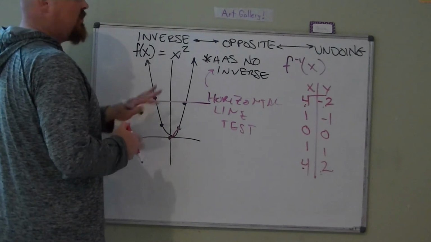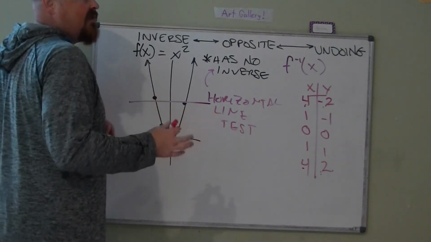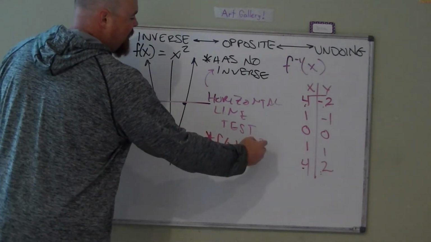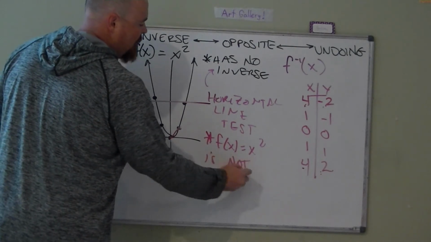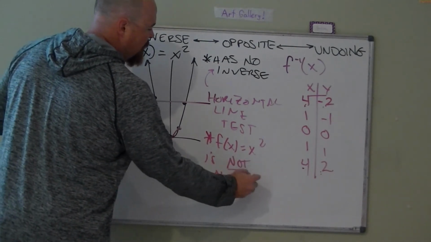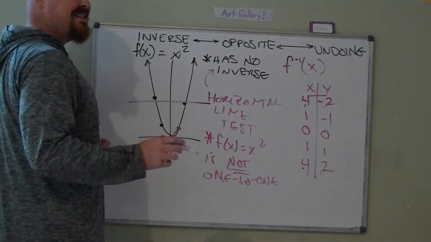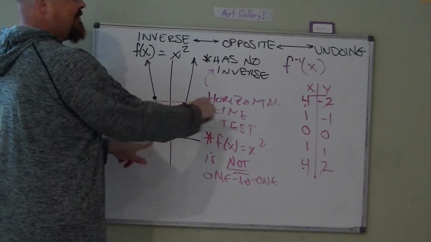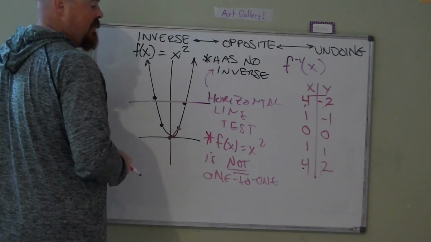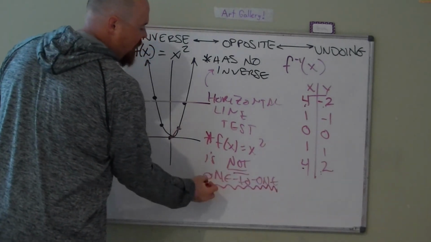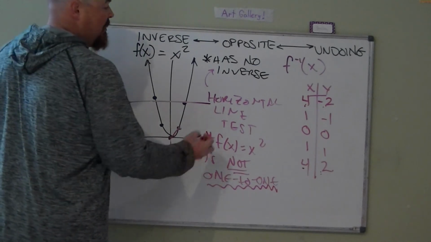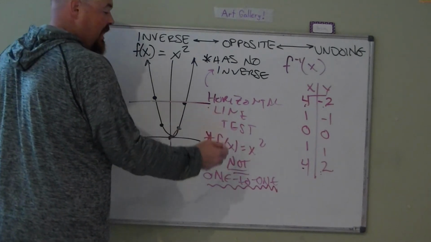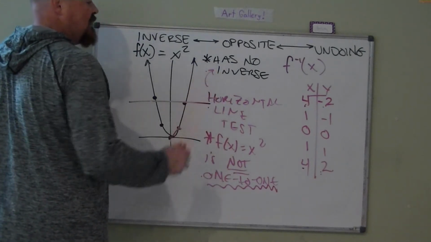And the phrase that we use to describe this is one-to-one. So what we say here is that f of x equals x squared is not 1-to-1. The reason it is not 1-to-1 is because it has the same output for different inputs. It does not pass the horizontal line test. So the idea of a function being 1-to-1 can be determined by doing the horizontal line test. If it doesn't pass the horizontal line test, then it is not 1-to-1 and it has no inverse.